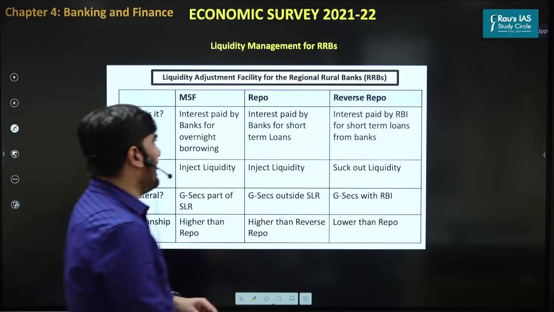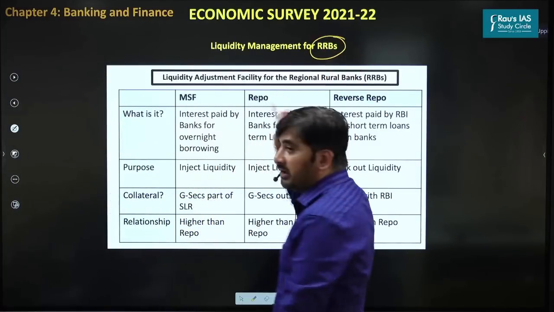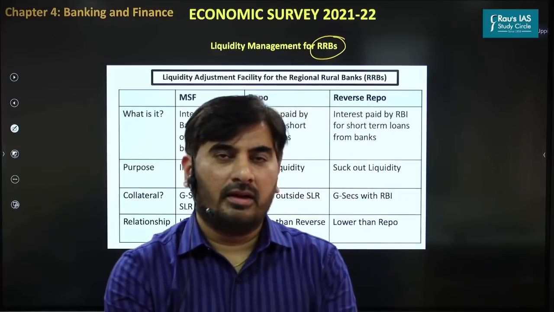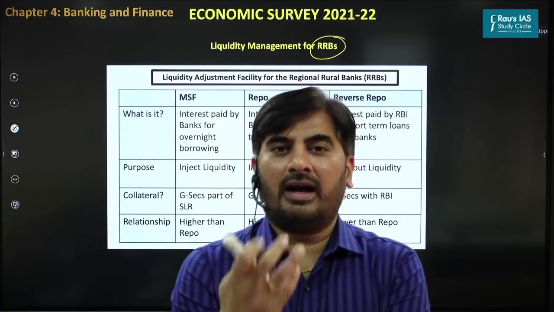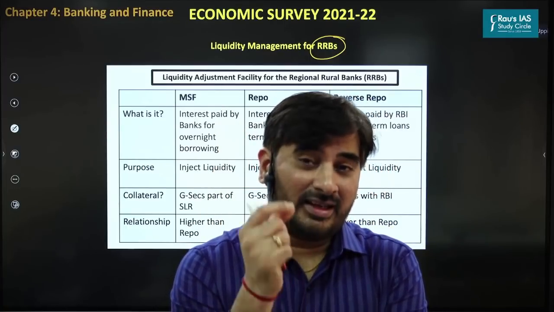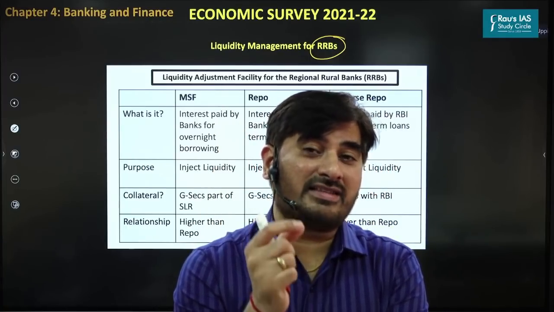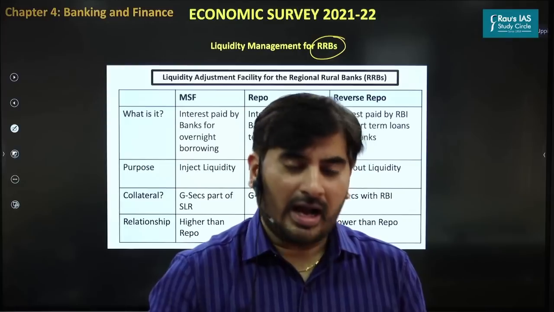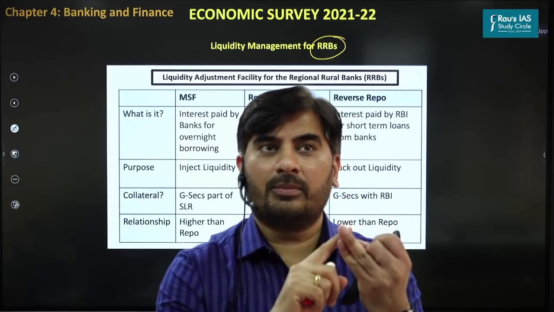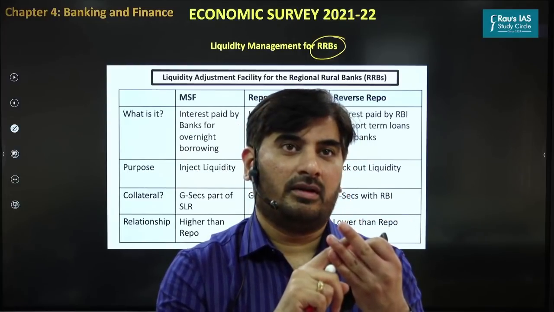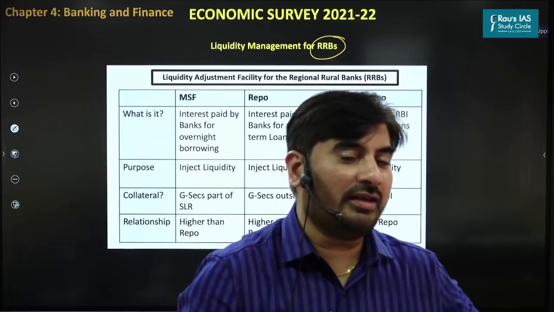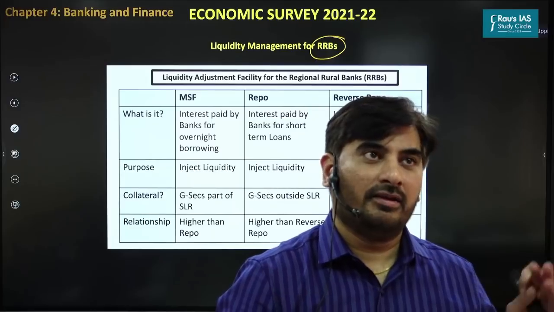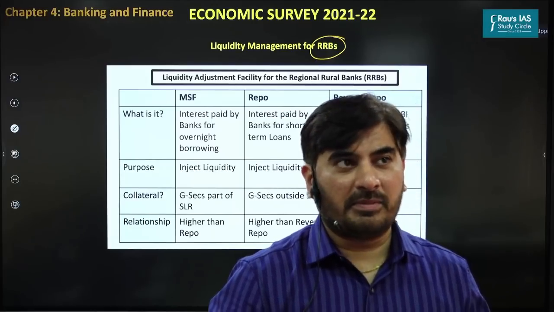Next is the liquidity management framework for RRBs, regional rural banks. I hope you know the basics of RRBs. Now, if you look at RRBs earlier, they were not allowed to avail the facility of liquidity adjustment facility. That is, they were not allowed to use RBI's repo, reverse repo, and MSF. But now RBI has allowed even the RRBs to have access to the liquidity adjustment facility, LAF. So please remember this from the perspective of the prelims examination.